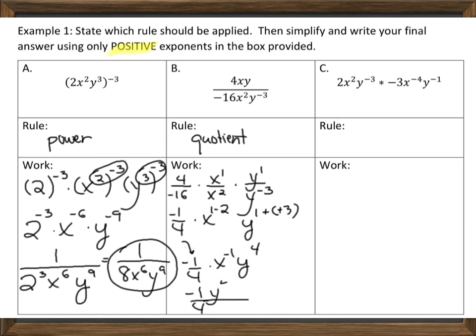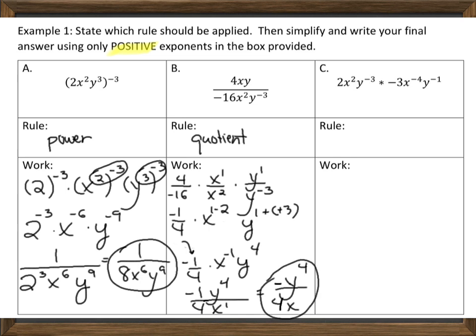So y to the 4th is happy. He's good upstairs, so we're going to leave him upstairs. He already has a positive exponent. To make the x happy, we're going to move him downstairs into the basement apartment, so it becomes x to the 1st power in the denominator. So I can write this a little bit more simply as negative y to the 4th power divided by 4x. And that's our final answer.